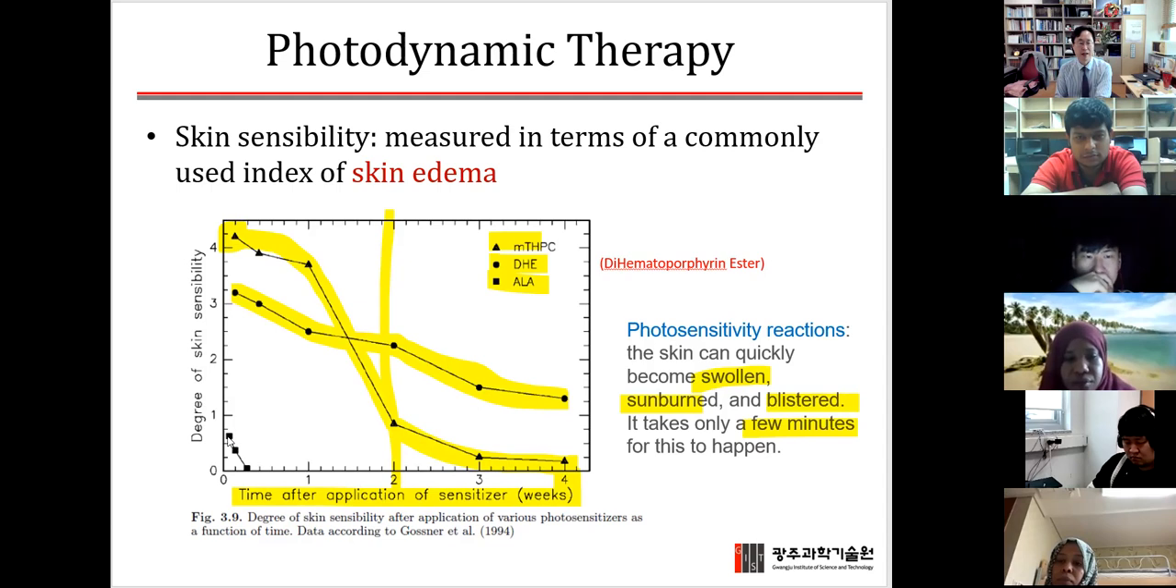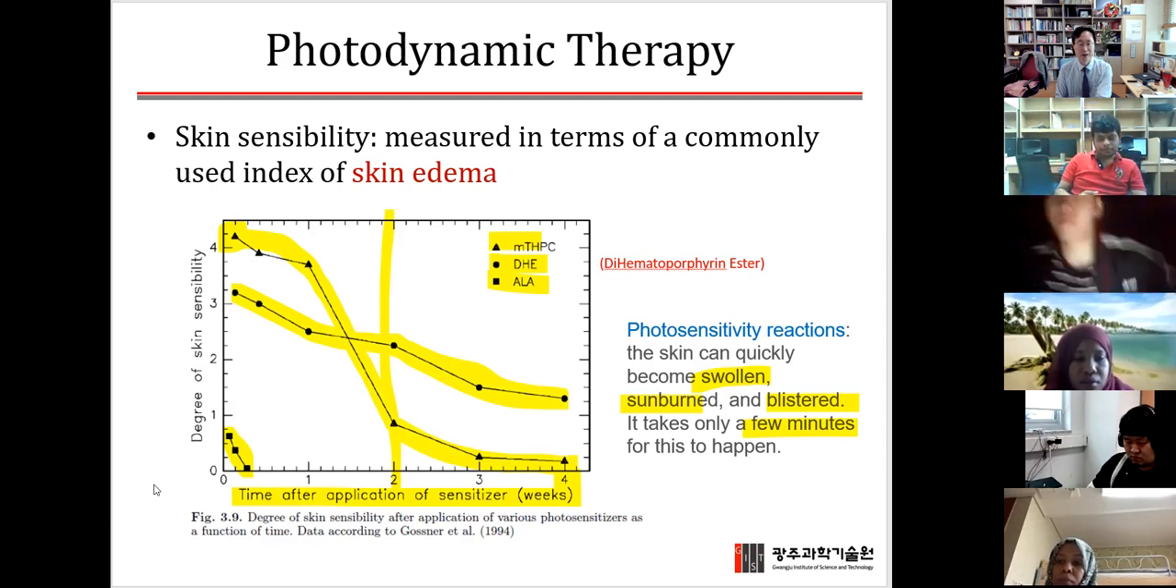But 5-ALA, as you can see here, goes down to almost 0, even within like 2 days after injection. So from this graph, you can see that 5-ALA has much fewer side effects for the skin or normal tissue compared with other photosensitizers.